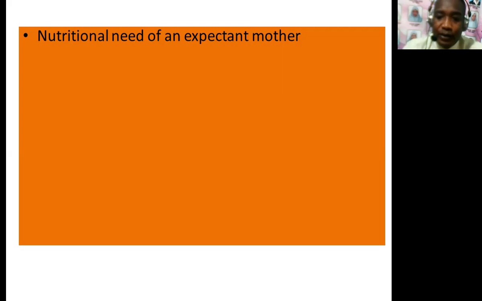Candidates, we now move to vitamins. Vitamins are required to provide protection against diseases. So, expectant mothers should eat adequate fruits and vegetables. These foods also help to prevent constipation.